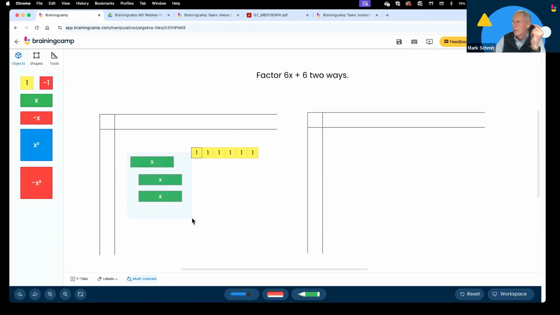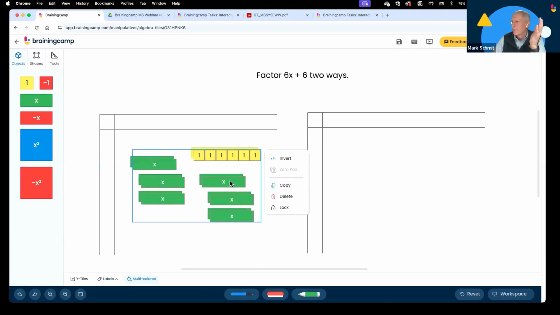Now I've got to copy this and get those 3 here. All right, so there's my, oops, I accidentally locked it. So there's my product. I'm going to copy it and bring it over here.